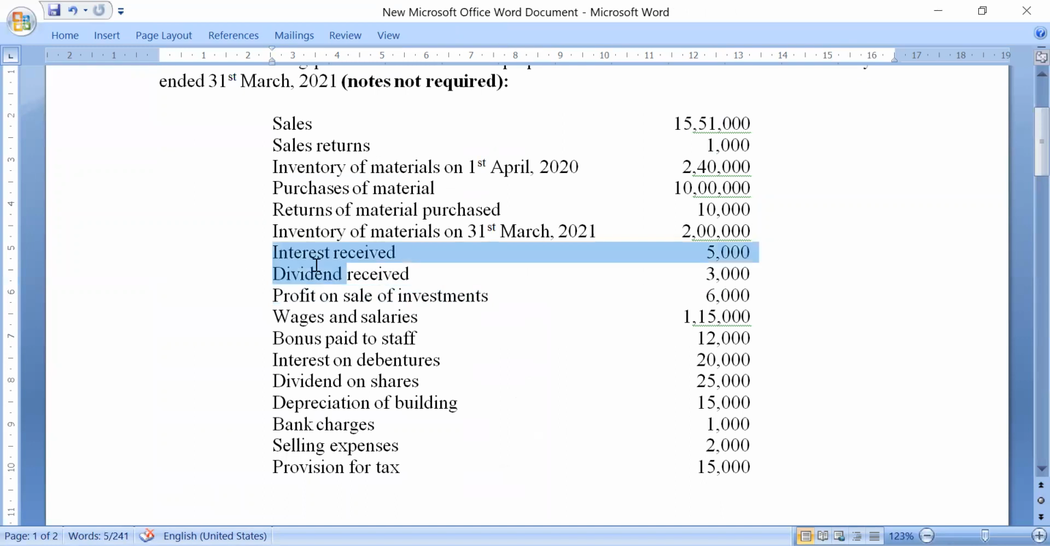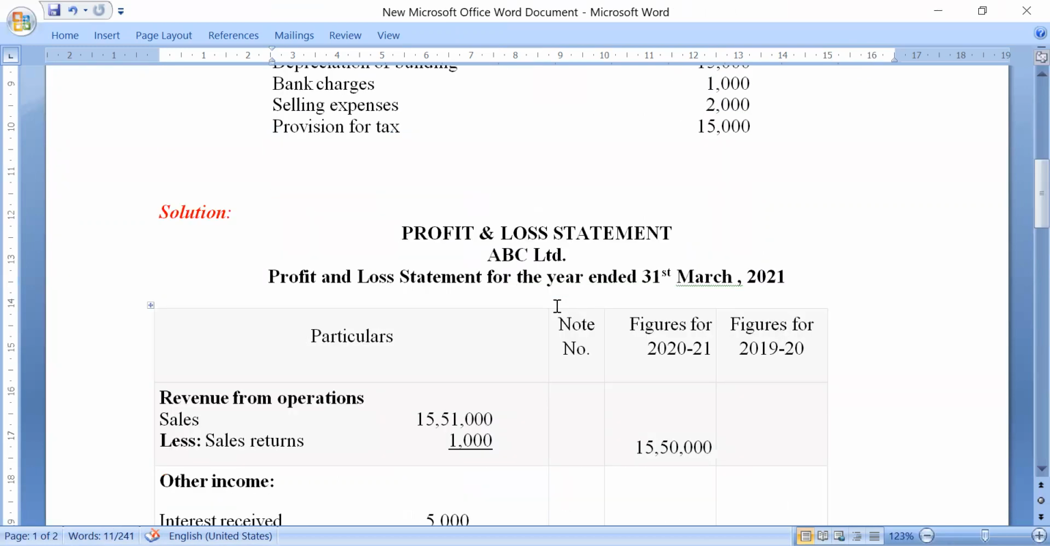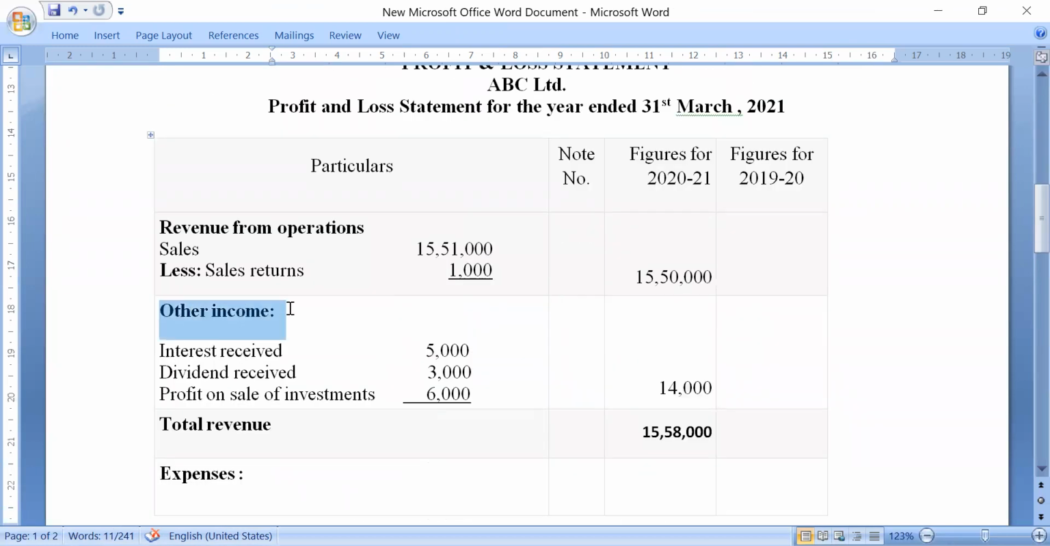So these 3 are incomes, but they are not revenue incomes. They will be coming under the heading other incomes. So you see these 3 amount columns, they will be placed in other income. After revenue from operation, they will be placed in other income: interest received, dividend received, and profit on sale of investment, and the total we have shown in the outer column.